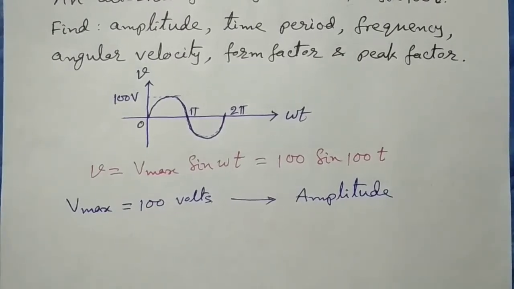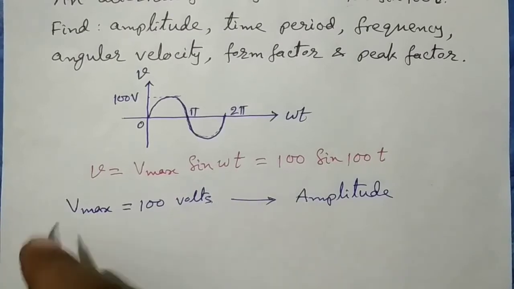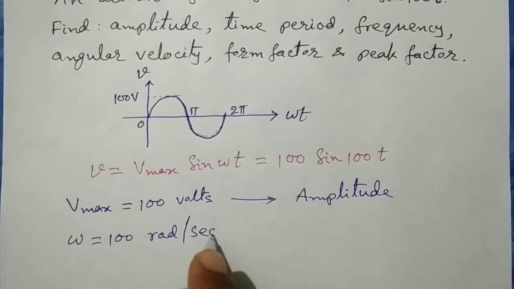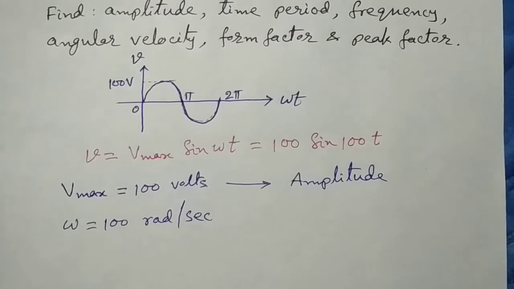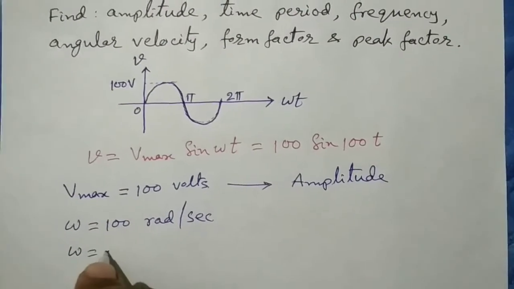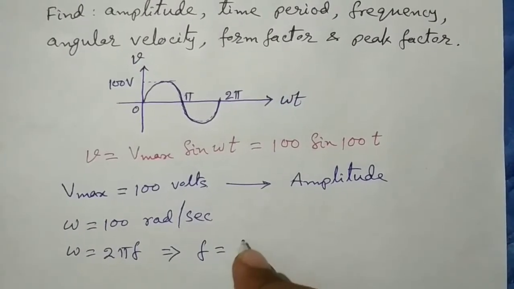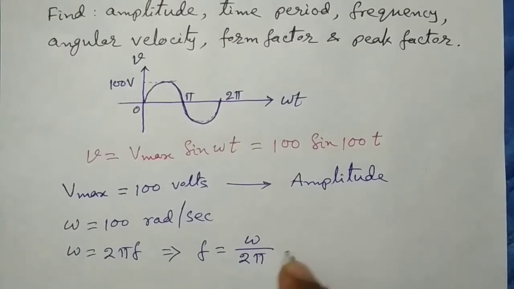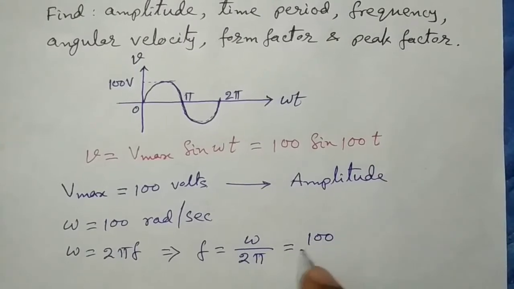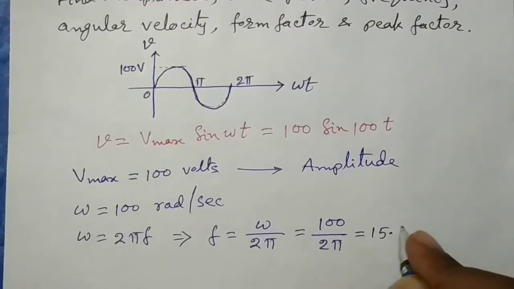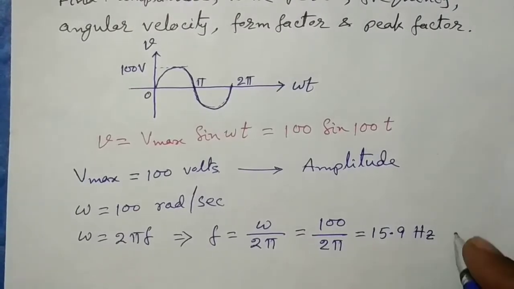Next, as we know that if we compare these two, here the omega is 100 radian per second, and the relation between the angular velocity and the frequency is omega equal to 2 pi f. So the frequency can be calculated as omega by 2 pi, that is 100 upon 2 pi, and if we solve this we'll get 15.9 Hertz. So this is our frequency.